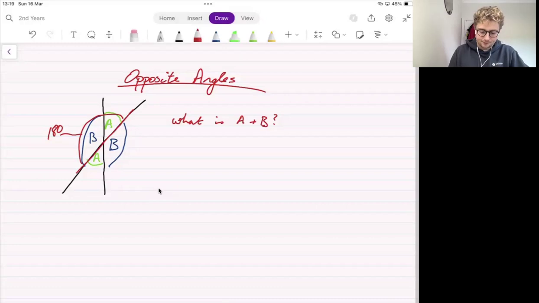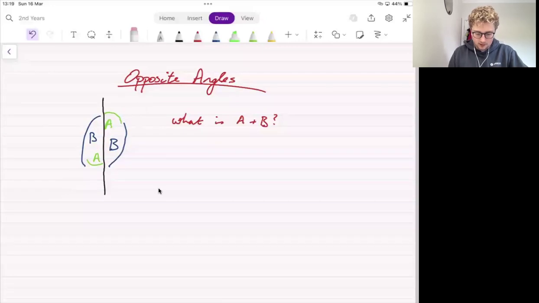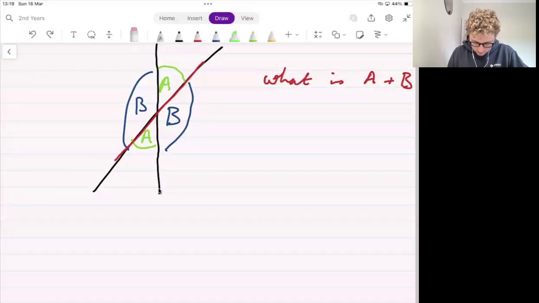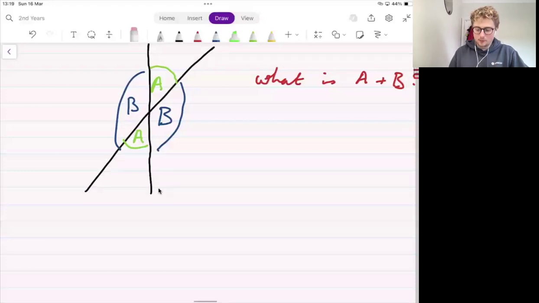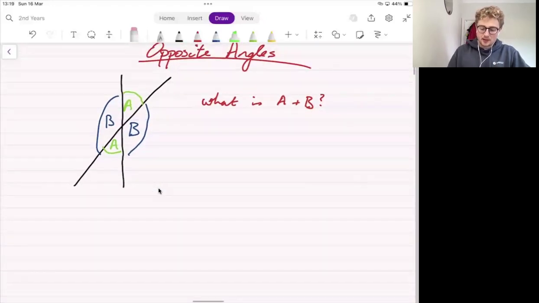Okay. Trying to get rid of the red line without getting rid of the black one. There we go. Brilliant. So what is A plus B? It's 180 degrees.